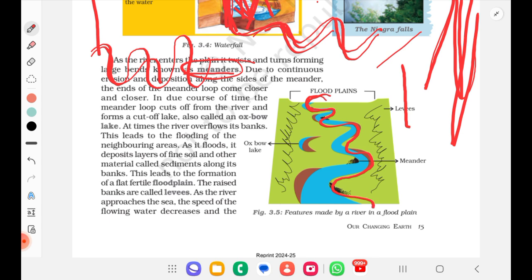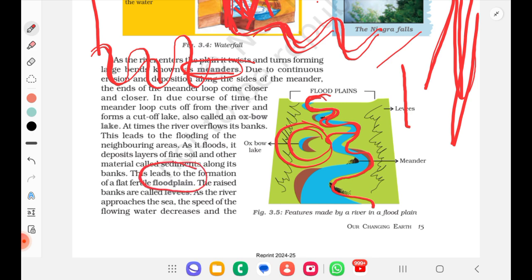This is meandering. Once they are completing this, the meanders become very close and get cut off from the main channel. This is called an oxbow lake. Now we understood what a meander is and what an oxbow lake is. Then one more term, that is flood plain.